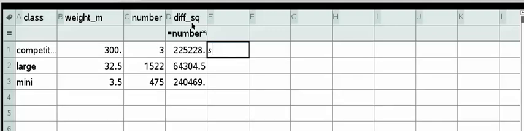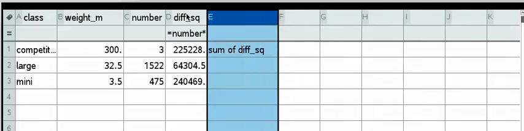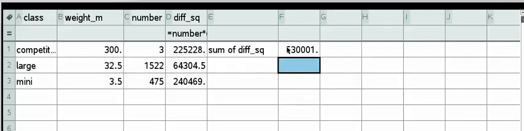So I'm going to define what we're doing here so people can follow along. Sum of diff squared. So we're going to take that column right there, and we're going to take the sum of it. That is the giant number that belongs at the top of the variance equation.